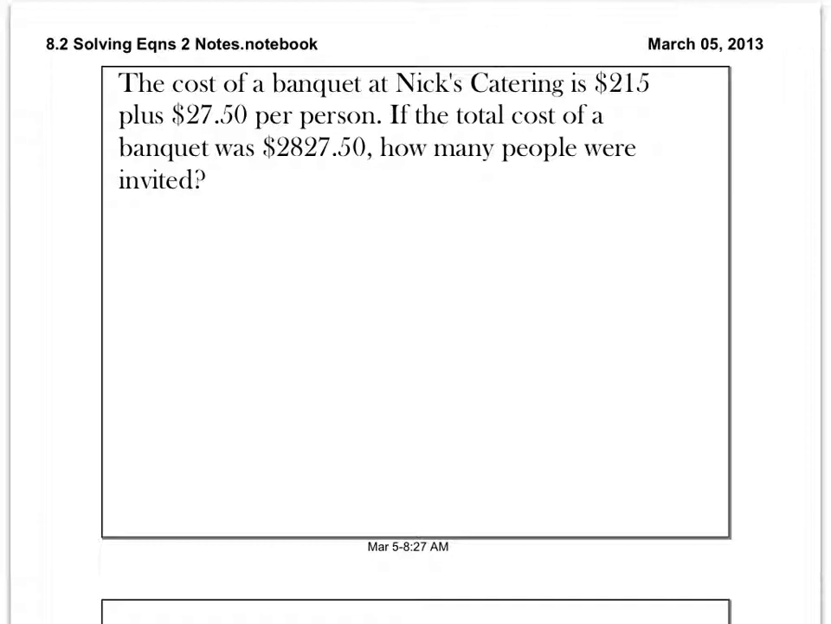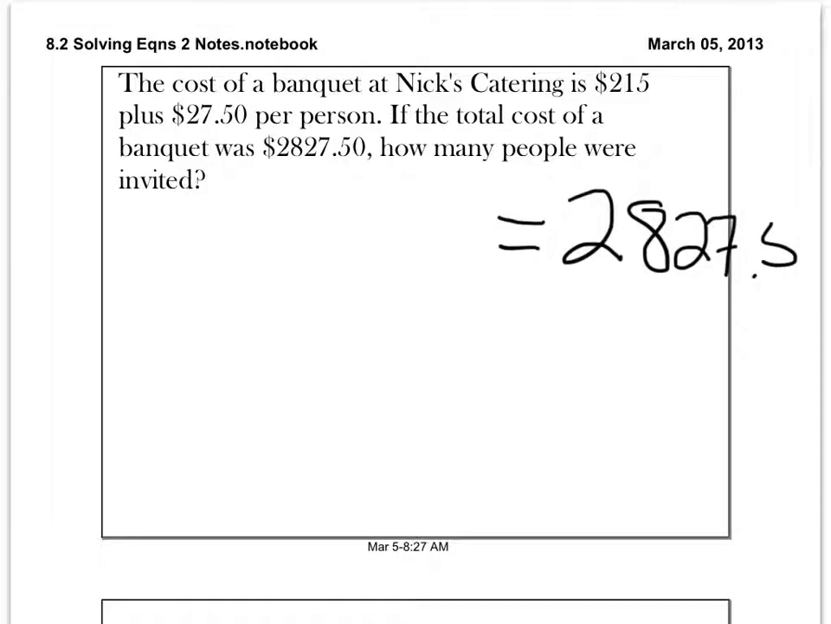The cost of a banquet at Nick's Catering is $215 plus $27.50 per person. If the total cost of the banquet was $2,827.50, how many people were invited? Now, you've seen questions like this before. You did this in grade 8, whether you remember or not. Again, total goes on the right, so 2,827.5.